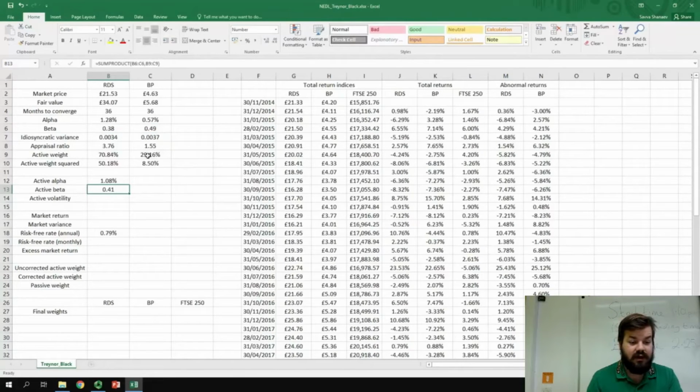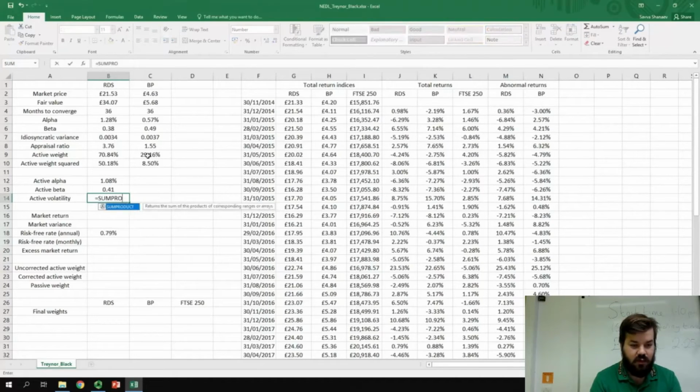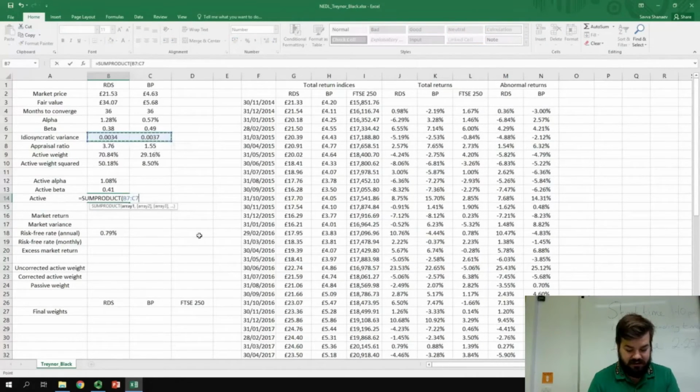And then we need to calculate our active volatility. Our active volatility would be the idiosyncratic variance of our active portfolio. And to calculate that, we need to weigh the idiosyncratic variances by active weights squared, as it's just the formula for weighted variance when the idiosyncratic variances of two stocks are independent.